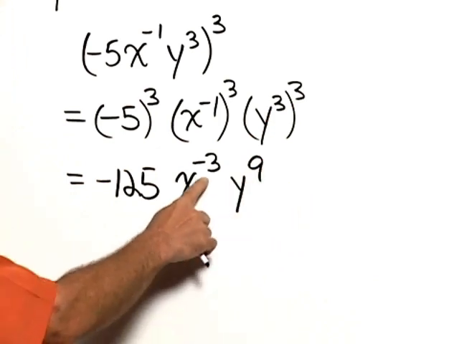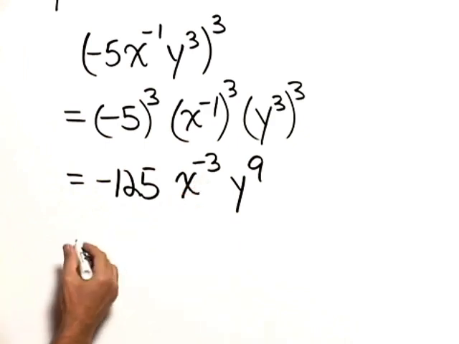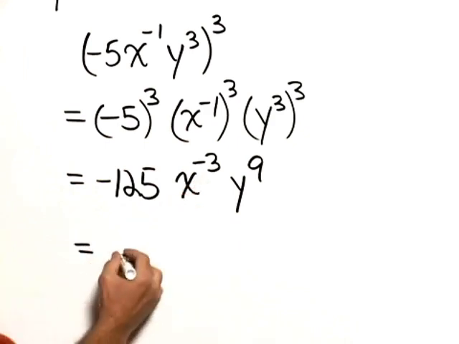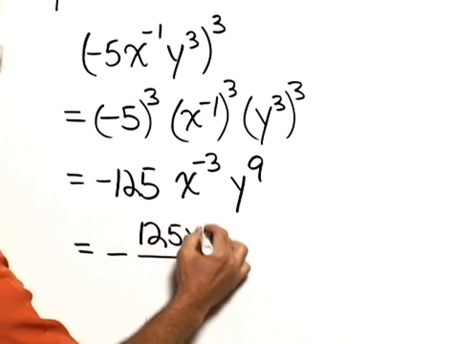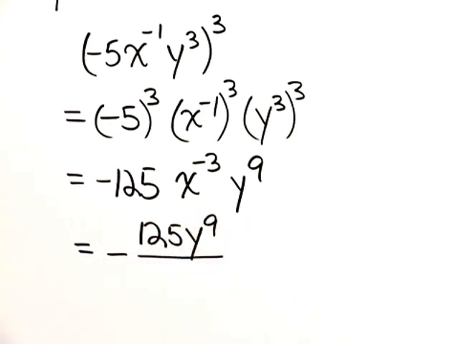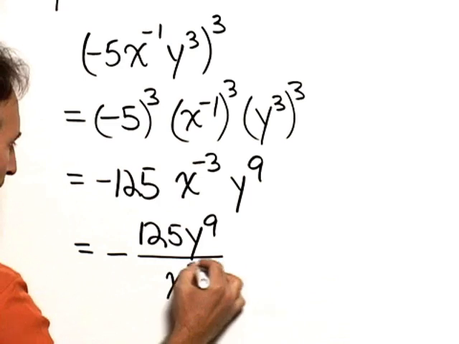We may not leave negative exponents in our answer, and therefore we would write this as negative, and then the quotient 125 y to the 9th over x cubed.